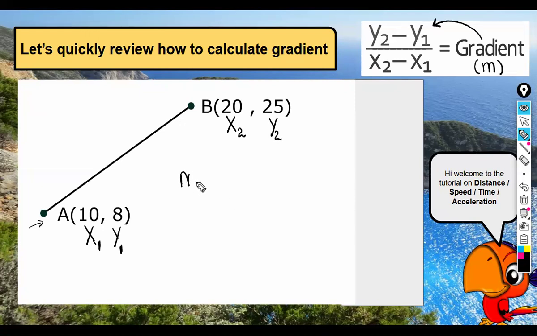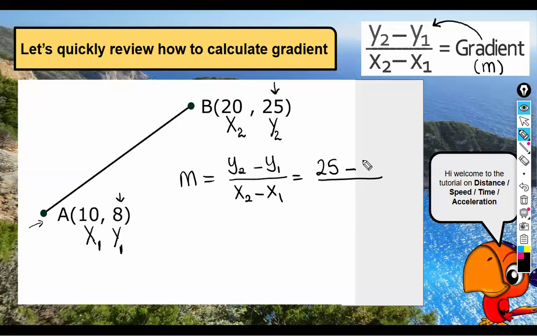So to calculate gradient, the formula is: y2 minus y1, divided by x2 minus x1. Let's throw it into the formula. You notice you have y2 and y1 here. The formula says take y2 and minus y1: 25 minus 8, and then we divide it by x2 minus x1. x2 is 20, x1 is 10, so it's 20 minus 10. 25 minus 8 is 17. 20 minus 10 is what? 10. So how much are we going to get?